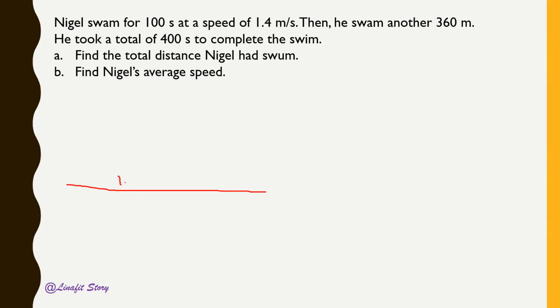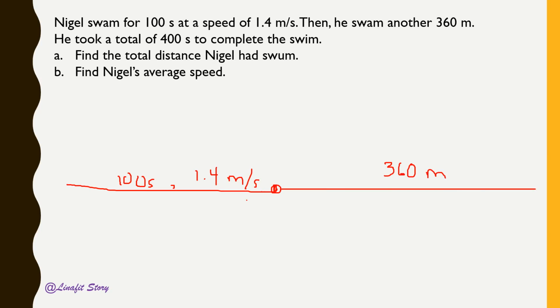Nigel swam for 100 seconds at a speed of 1.4 meters per second. Then he swam another 360 meters. He took a total of 400 seconds to complete the swim. Question A. Find the total distance Nigel had swum. And B. Find Nigel's average speed.